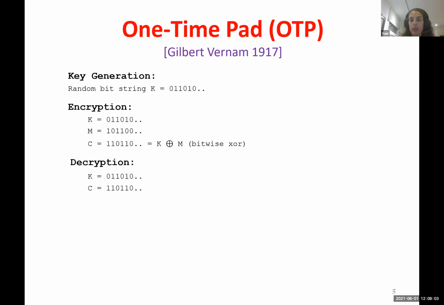Any idea how to decrypt? So now I have a key, I get a ciphertext. How do I decrypt it?